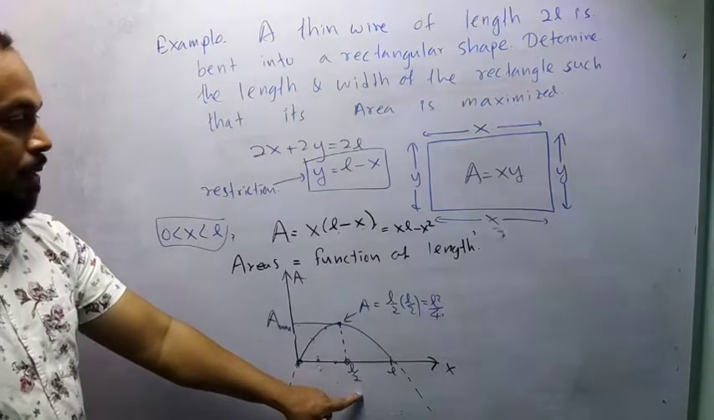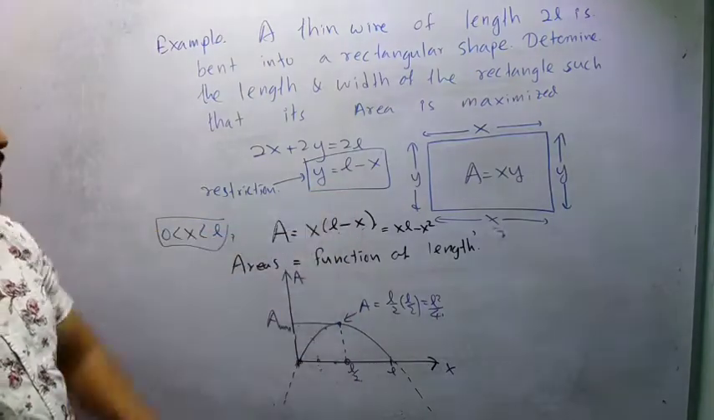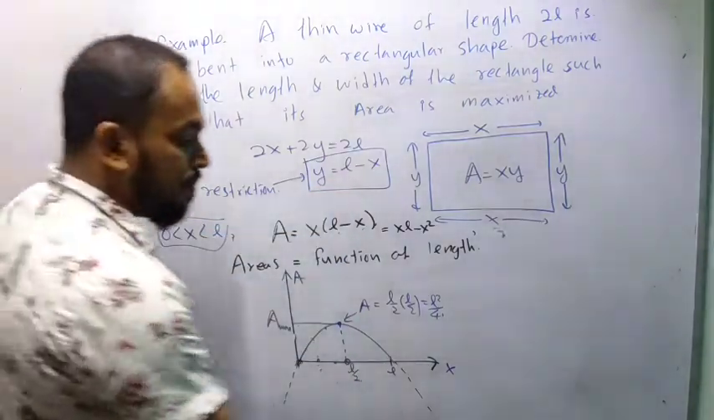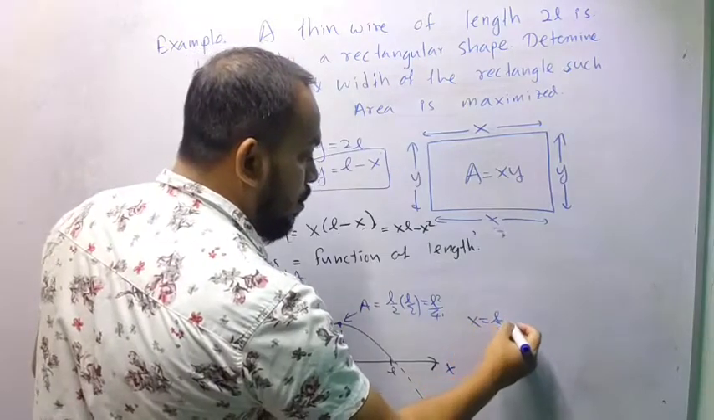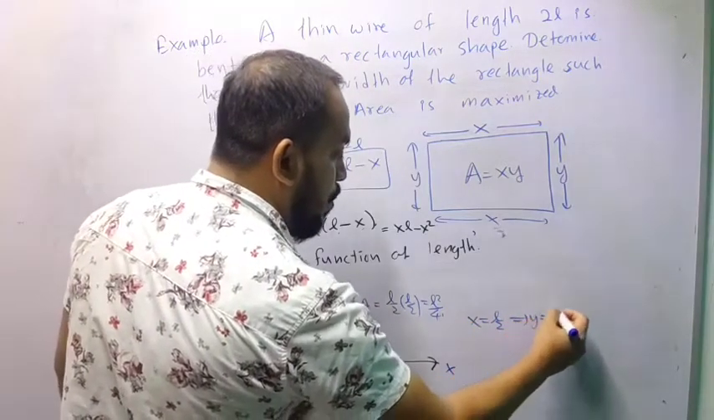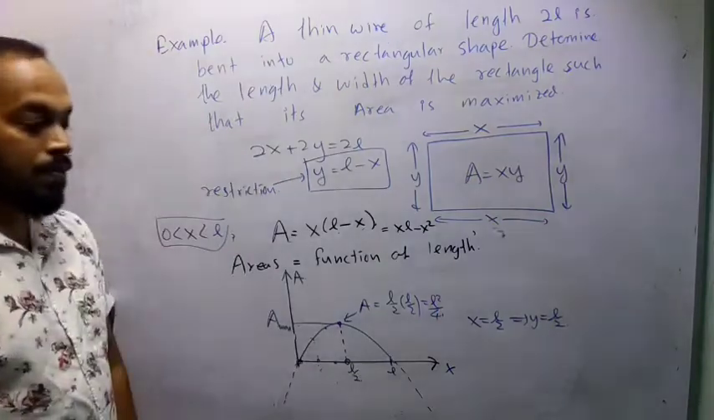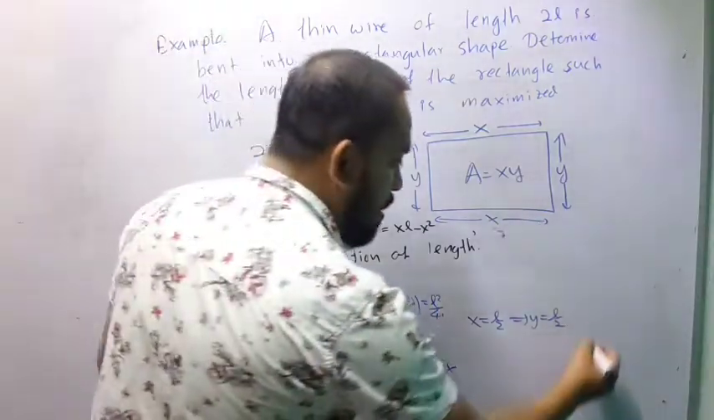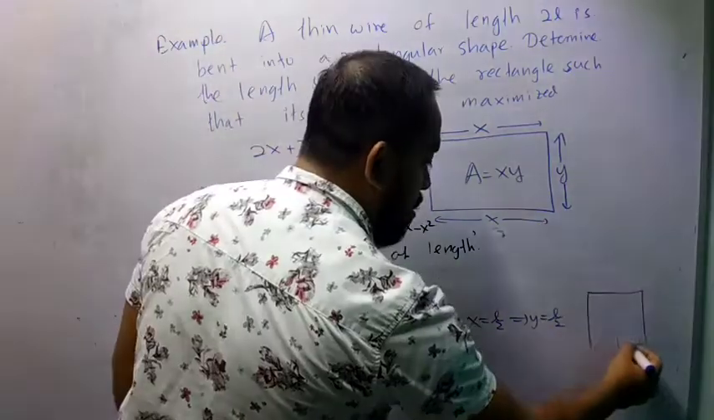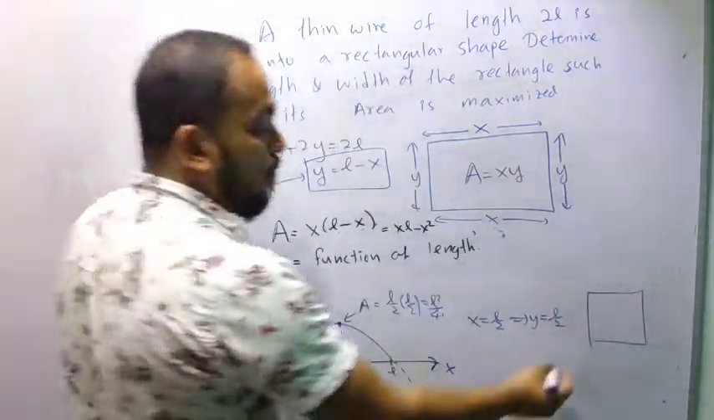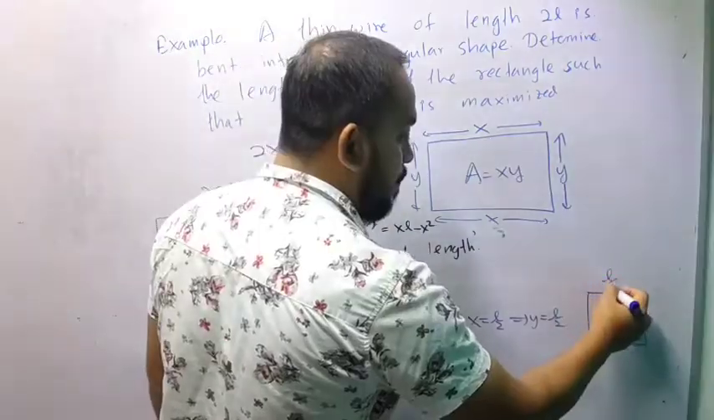If x is L by 2, then y is also L by 2. If x is L by 2, that implies y would also be L by 2. So what would be our optimum design? Our optimum design such that the area is maximized would be a square.